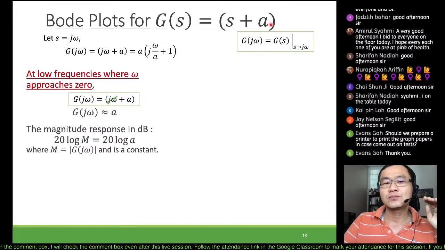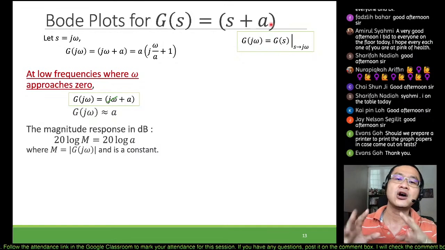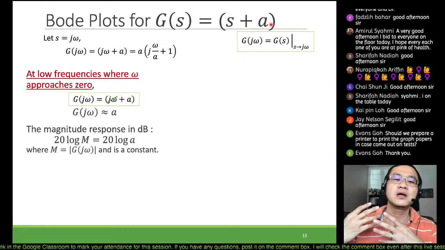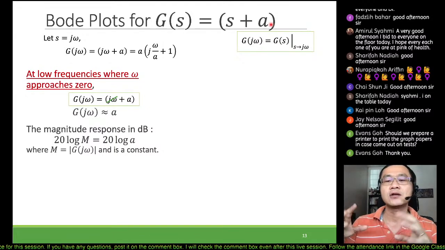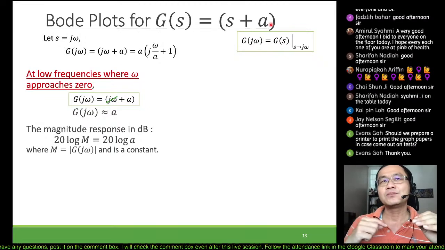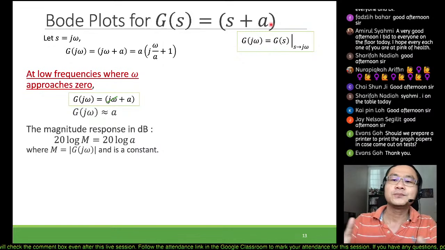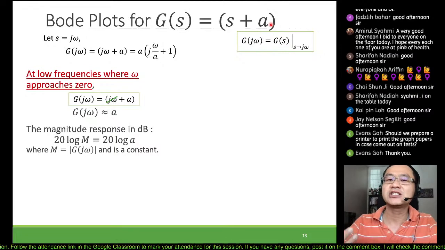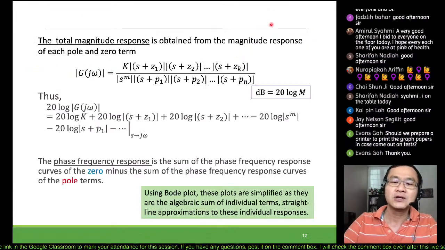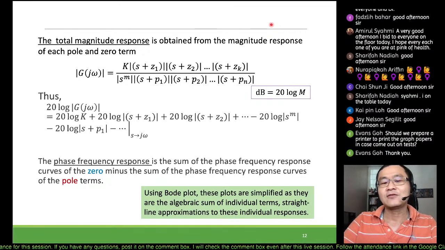Okay, we will see how the magnitude is actually plotted for this kind of zero. Later on we will see how it will be plotted for poles and so on, so that when we want to draw the full Bode plot for a complex transfer function, we can actually add them up, right? As we say, for zeros we add, for the poles we subtract.